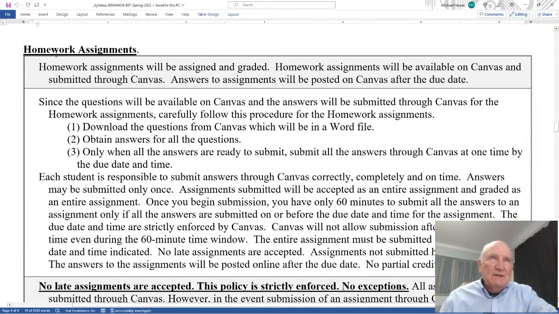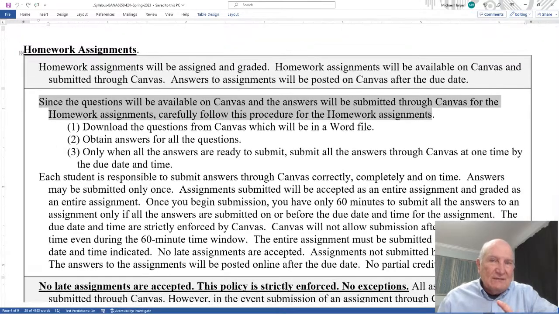Homework assignments. Homework assignments will be assigned and graded. Homework assignments will be available on Canvas and submitted through Canvas. Answers to assignments will be posted on Canvas after the due date. Since the questions will be available on Canvas and the answers will be submitted through Canvas for the homework assignments, carefully follow this procedure for the homework assignments.